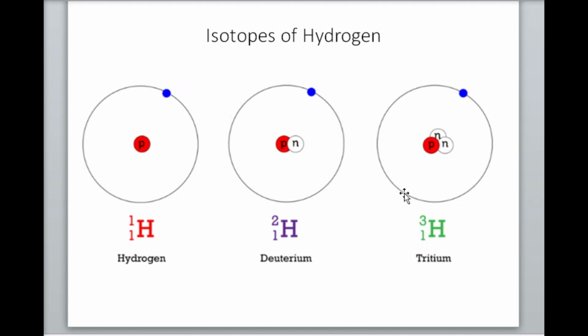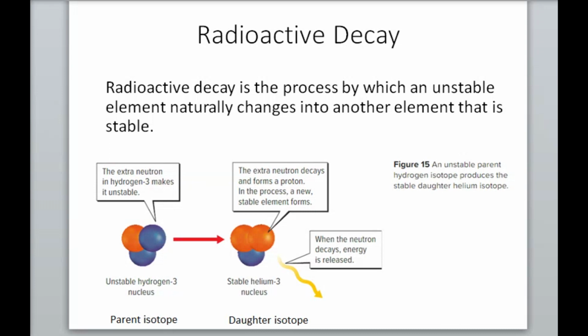Now, the thing about radioactivity is you have unstable atoms, and they decay to form stable atoms. So something like hydrogen 3, tritium, is unstable. And what's going to happen is the nucleus is going to decay, and it's going to form something else. So let me show you what I mean by that.